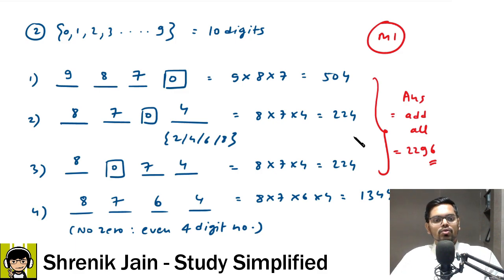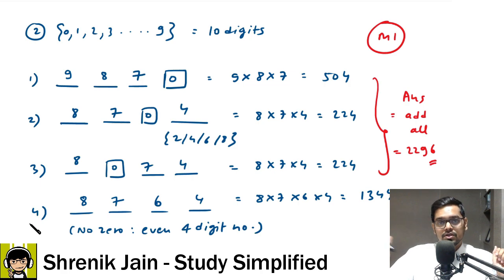Understood. Going to the third case where 0 takes the third last position. Again same scenario, last should be even, so 4 possibilities. Then out of 10, 2 digits are gone. So for the first blank only 8 possibilities. Then for this remaining blank it would be 7 possibilities. So 8 into 7 into 4, that would be 224.